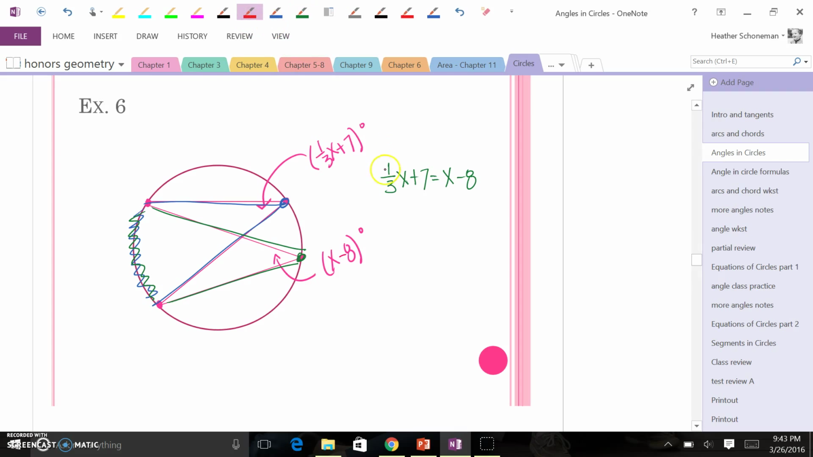Okay, I'm going to clear the fractions because I think it's just a good idea. So that gives me 3 divided by 3 is 1 times 1 is 1x plus 21 equals, just getting 3x minus 24. So it gives me 2x equals 45. Don't stress about the decimal. X equals 22.5.